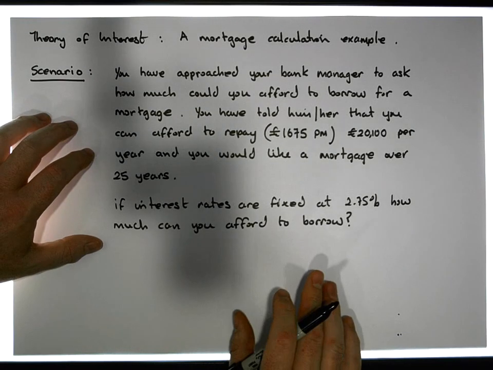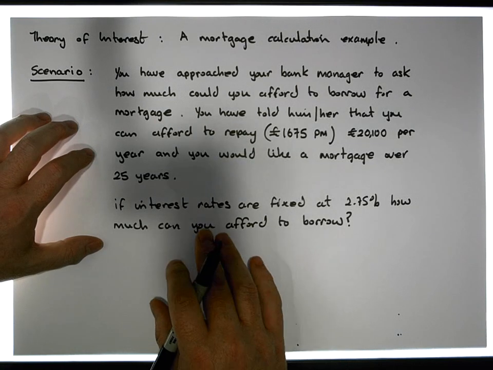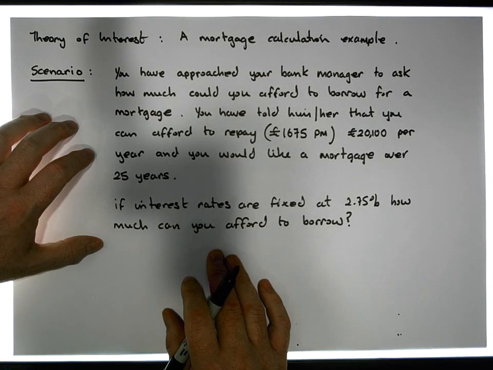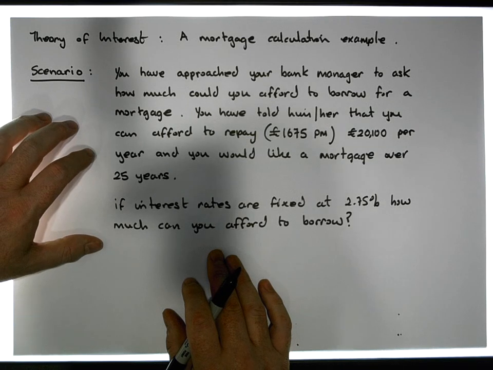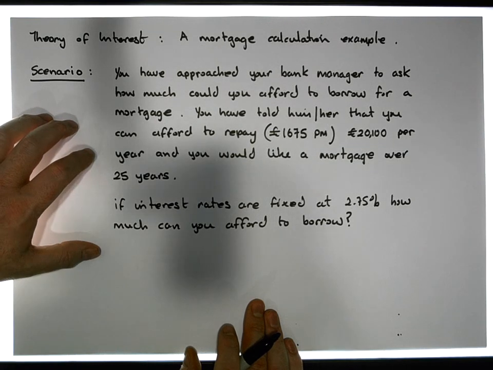This example here is a little bit subtly different to the example that we had previously. In the previous example, the question that was being asked was, how much is your annual repayment for a particular mortgage going to be? In this example here, the question that we're asking the bank manager is, how much will you give me for a mortgage, if that makes sense?